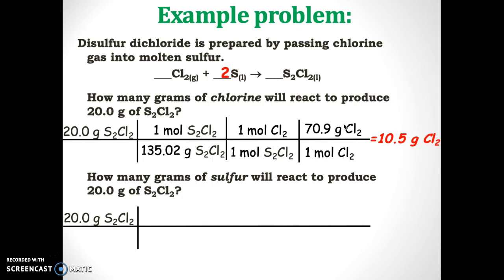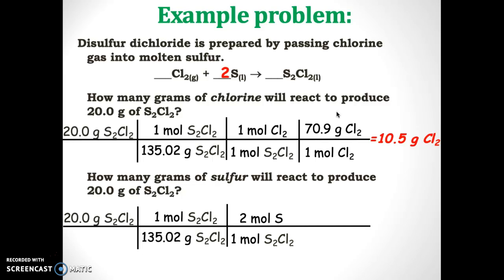The next one, I'm starting with 20 grams of S2Cl2, and instead of going to chlorine, I'm going to sulfur. So first I went from grams to moles, and then from moles of S2Cl2 to moles of sulfur. Now in this case, again, 2 moles of sulfur equals 1 mole of S2Cl2, which I got from my balanced chemical equation. And then I go from moles of sulfur to grams of sulfur. Once I divide, multiply, and multiply, you should have got an answer of 9.5. All right.